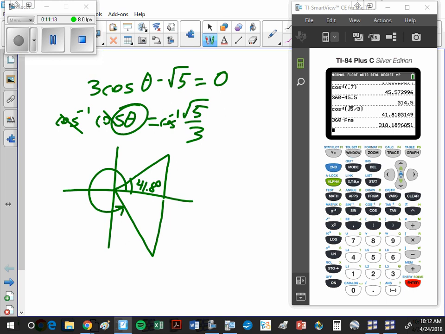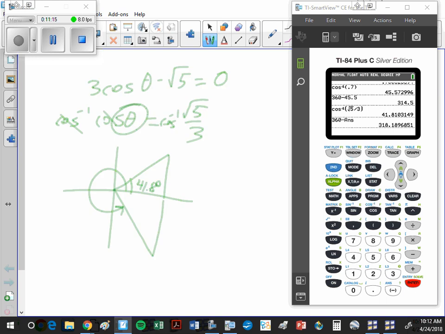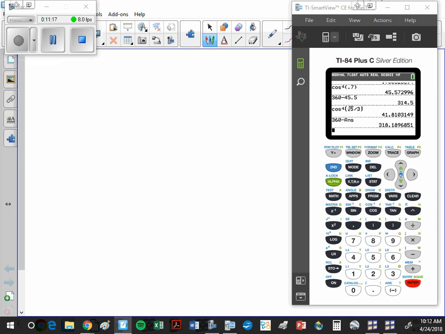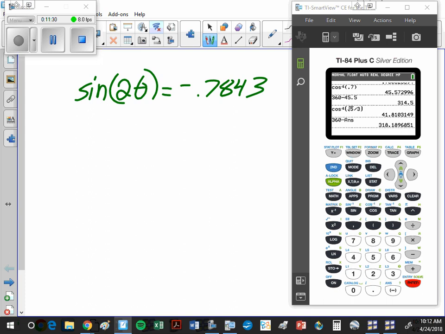All right, let's do 41. That's part of your set. That one had 2 answers, yeah. The sine of 2 theta is equal to negative 0.7843. Where is the sign negative? So I'm in quadrant 3 or quadrant 4.